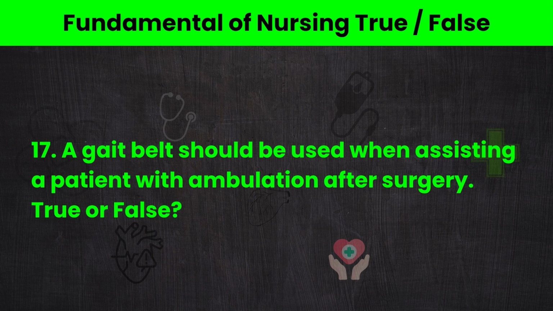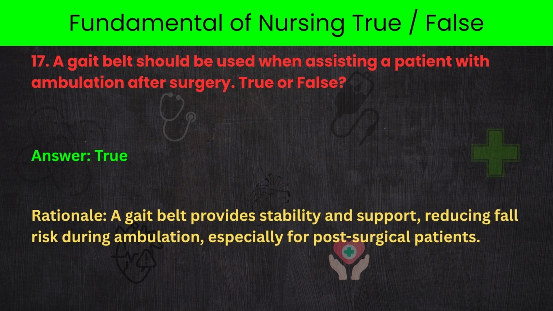17. A gait belt should be used when assisting a patient with ambulation after surgery. True or false? Answer: true. Rationale: a gait belt provides stability and support, reducing fall risk during ambulation, especially for post-surgical patients.